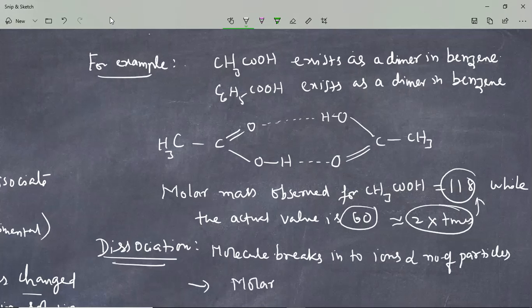Therefore, molar mass decreases due to this problem. So in that way, we can understand the relation in this discussion. Okay.